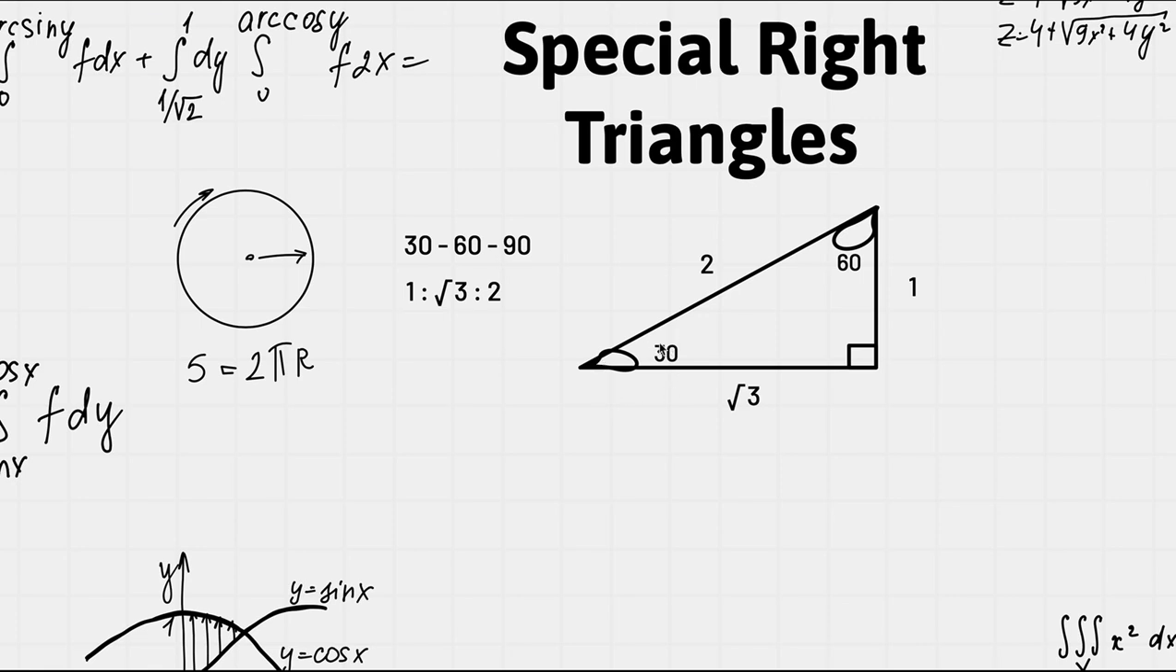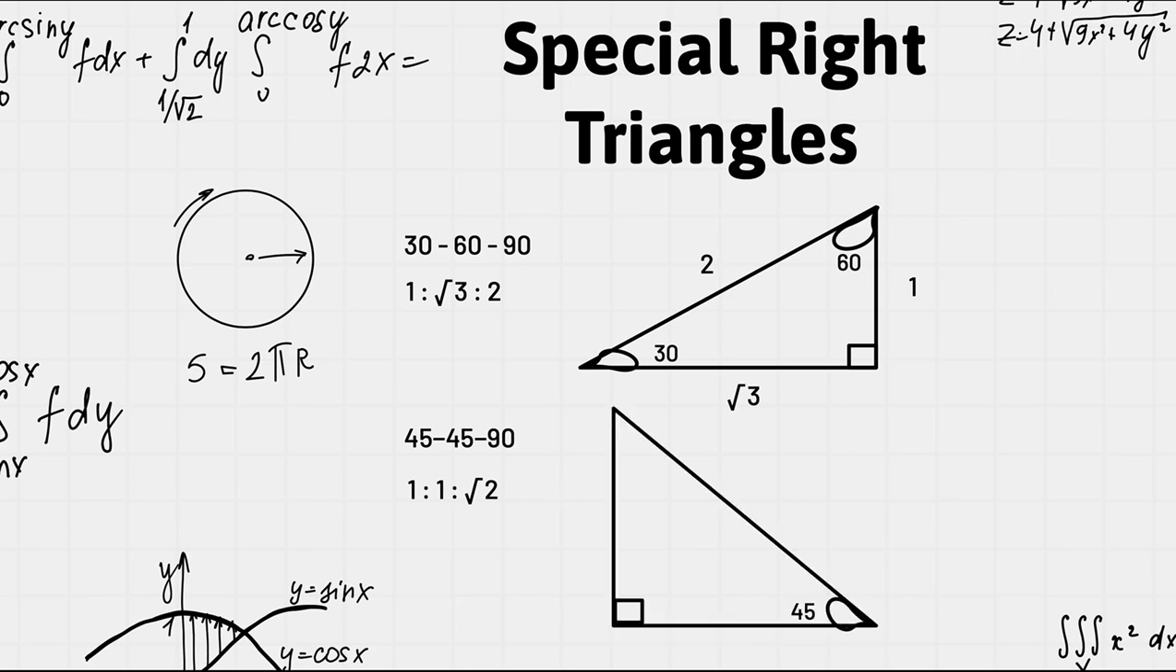And it's like this because if we take the sine of 30, we have 1/2. And if we take the sine of 60, we have square root 3 over 2. So our second right triangle is going to be 45, 45, 90. And this is going to have the ratio of 1, 1, 2.